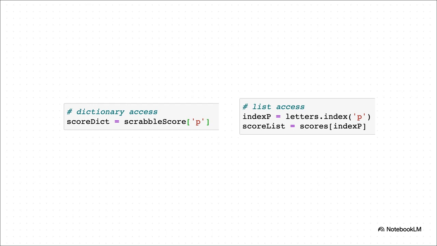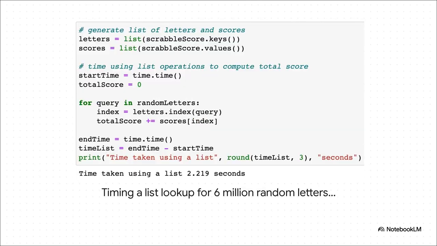Now, the reason the dictionary is so much faster is because of this magic under the hood called a hash table. Basically, Python takes the key, like P, and uses a super fast function to instantly figure out exactly where its value is stored in memory. It's like a direct phone line, not a game of hide and seek. It's a direct jump, not a long, slow search. And that little difference, it has huge implications when you're working with a lot of data.